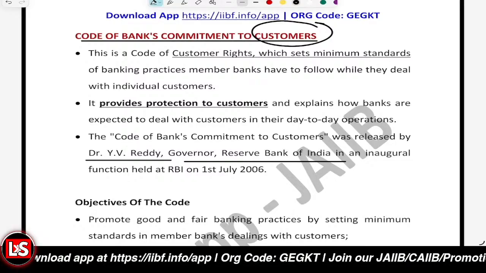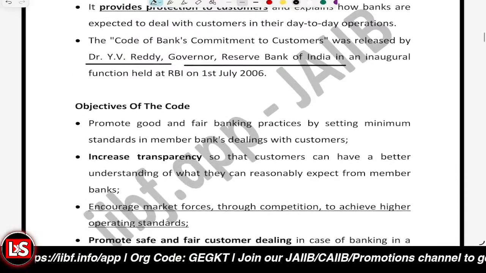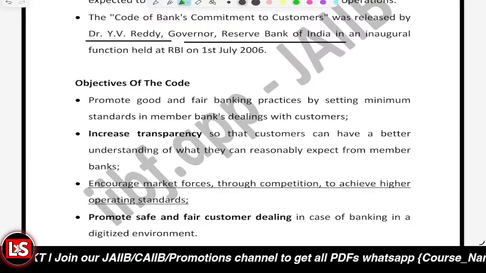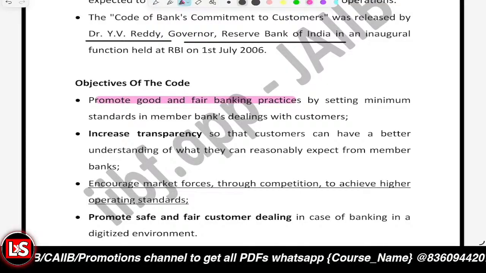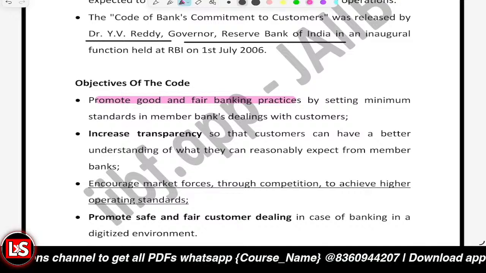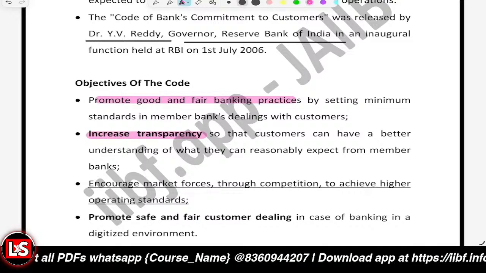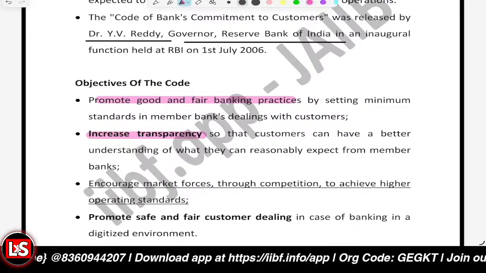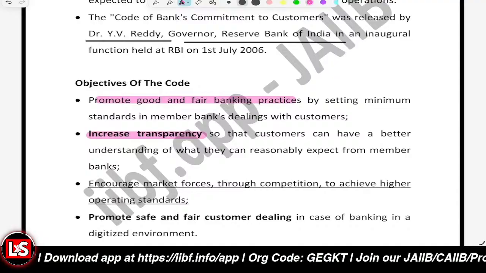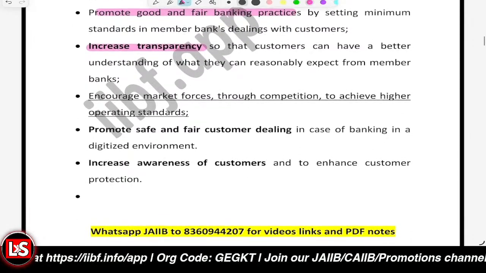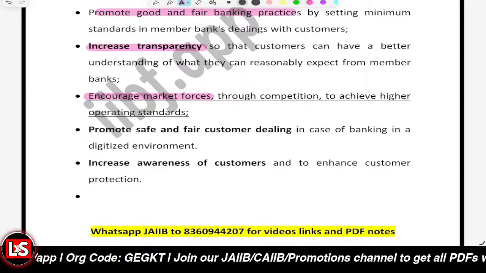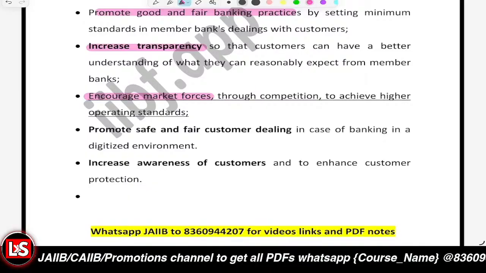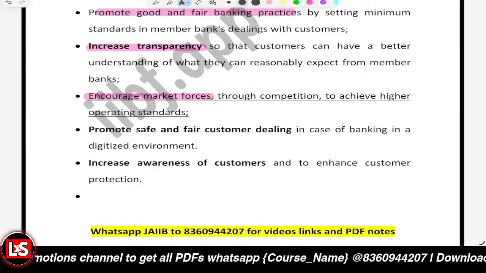And what are the main objectives? First of all, to promote fair banking practices. That's the first thing, right? Setting up the minimum standards. At the same time, to increase the transparency, to help the banking customers understand what they should reasonably expect from the banks, right? And the third thing is to encourage competition, encourage market forces through competition. Like if a bank is giving these minimum services, we have to give much more services so that more customer loyalty is toward us, right?